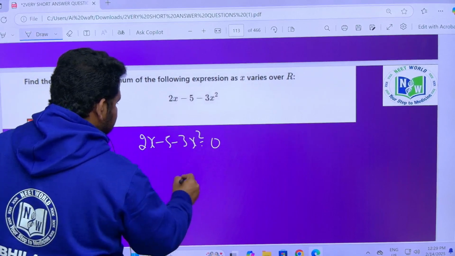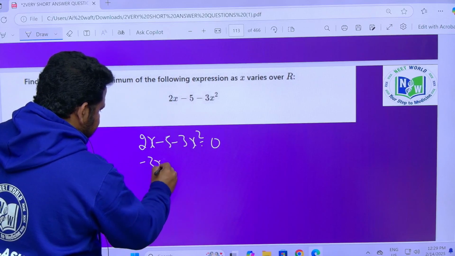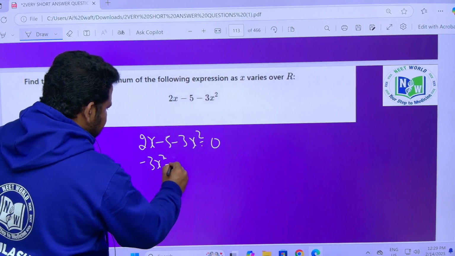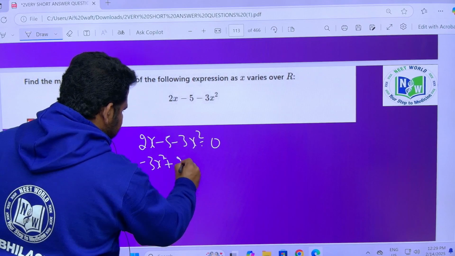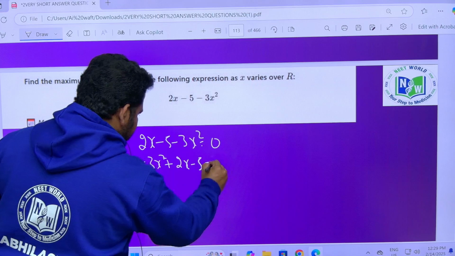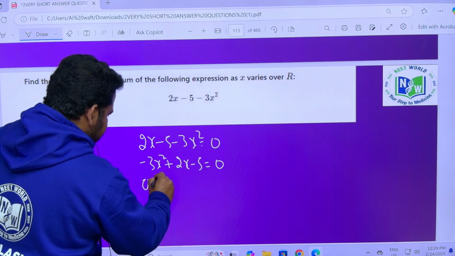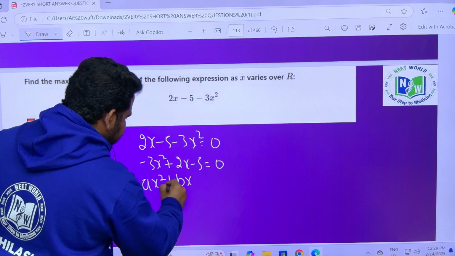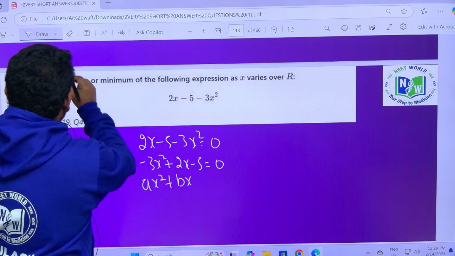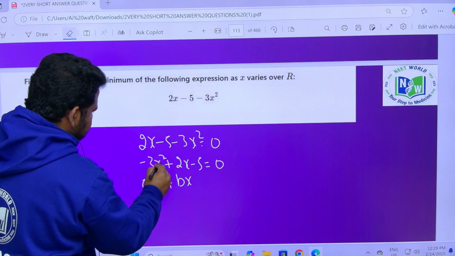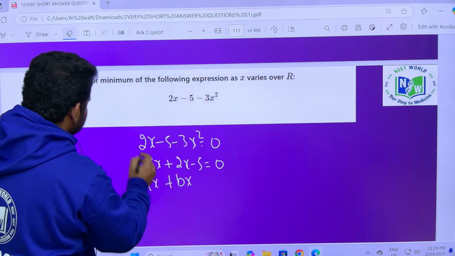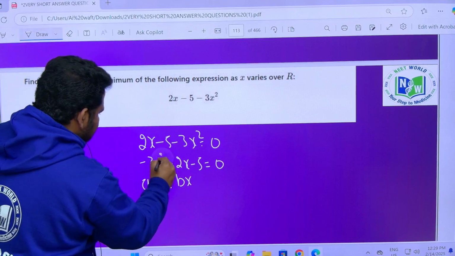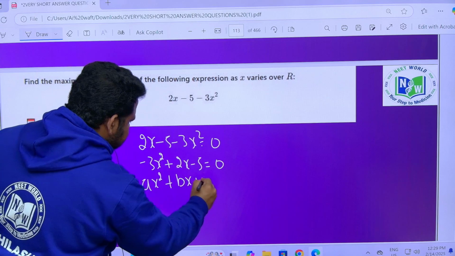Is equal to 0. Now let us rearrange it into standard form. Minus 3x square plus 2x minus 5 is equal to 0. Let us compare with our standard equation, ax square plus bx plus c is equal to 0. Even without comparing you will understand here directly. You can see ax square plus bx is 2x.